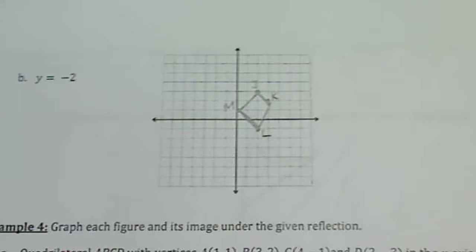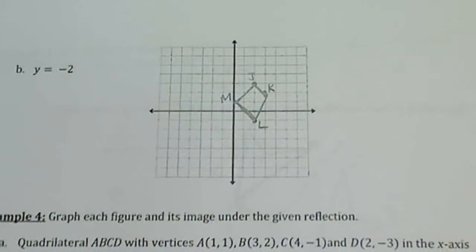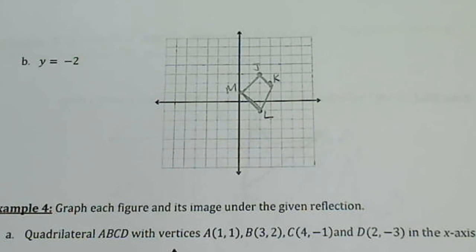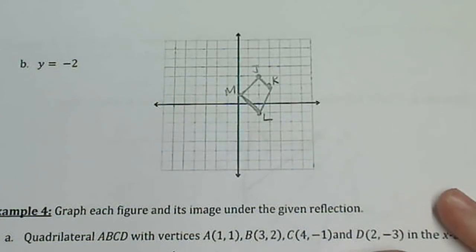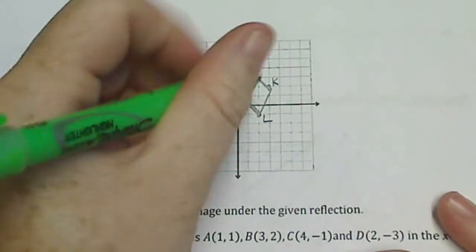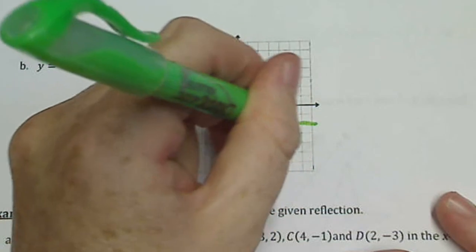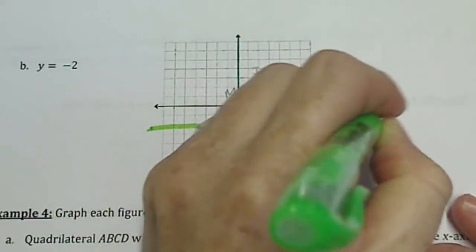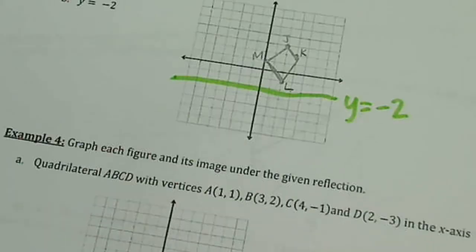Okay, turn the page. Go ahead and draw JKLM again. It's the same shape, but now we're going to reflect it in the line y equals -2. So if you need to draw it, take some time, pause the video, and draw it. And the line y equals -2 is down here. It's horizontal. There's my mirror.